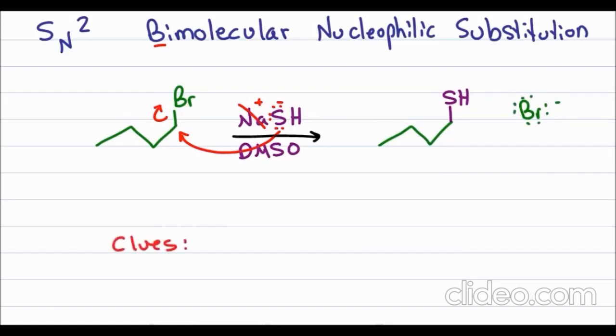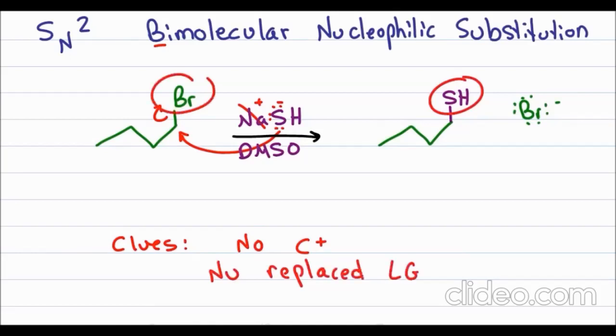The clues for this reaction are as follows. We have absolutely no carbocation intermediate. This is a fast reaction that happens in one step, and the fact that the nucleophile sits on the carbon where the leaving group used to be.